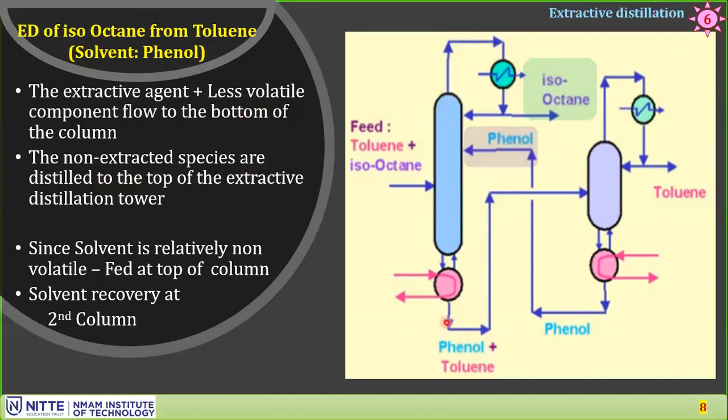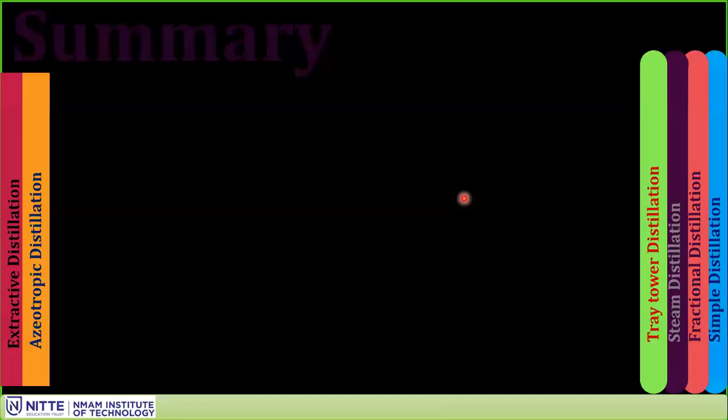Now you have to separate phenol and toluene. You can use one more tower where you separate phenol as a bottom product and reuse it as a recovery. Toluene you can separate. You get two pure products, isooctane and toluene, and phenol is recovered. This is how extractive distillation works.